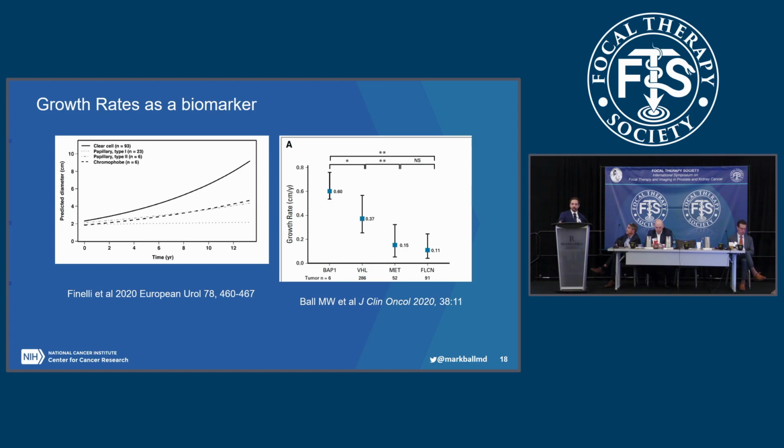So patients who harbor a BAP1 mutation, which is associated with high-grade, high-stage, low-survival clear cell RCC, had fast-growing tumors. Your run-of-the-mill VHL-driven clear cell, sort of intermediate, and your MET-driven papillaries and folliculin-driven chromophobes at a low growth rate. So during this period of active surveillance, we can actually learn about the tumor biology, even in the absence of biopsy.